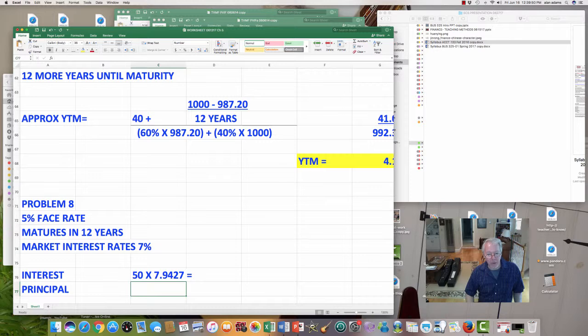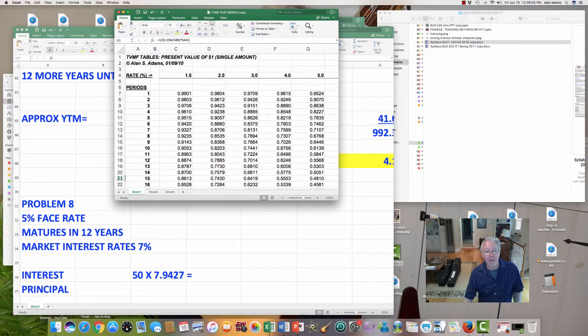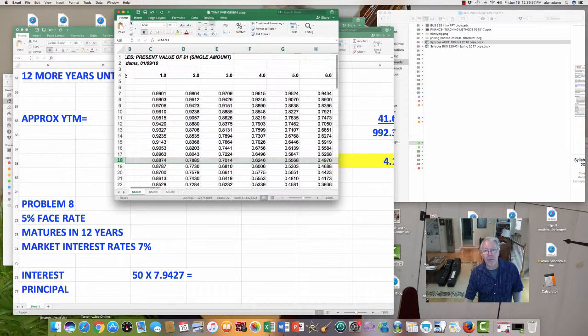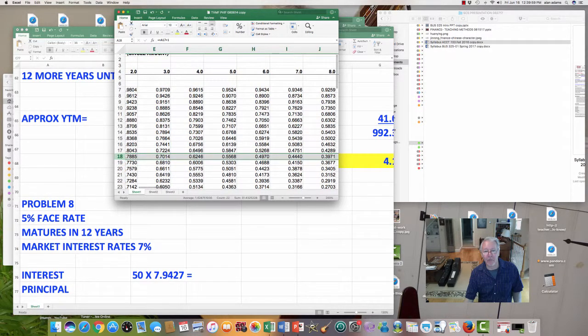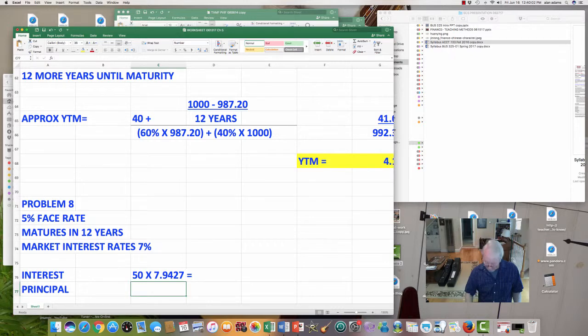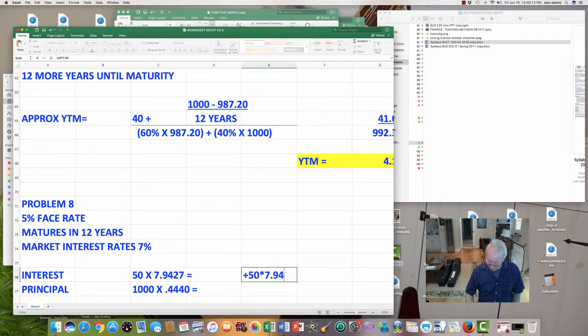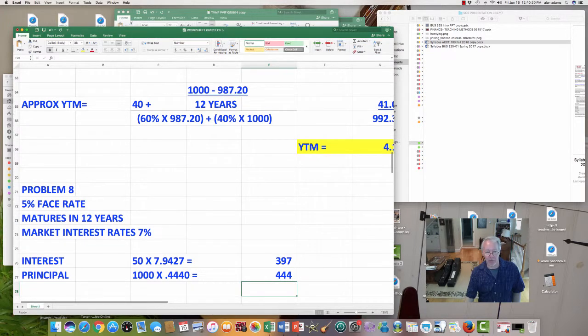And then I take my principal and I multiply that by, I go to table B. 12 years, 7%. My factor is 0.4440. It gets no easier than that, ladies and gentlemen. That's how you do one of these things. $50 times 7.9427 and 1,000 times 0.444. I'm going to take all those numbers and put pennies on them.